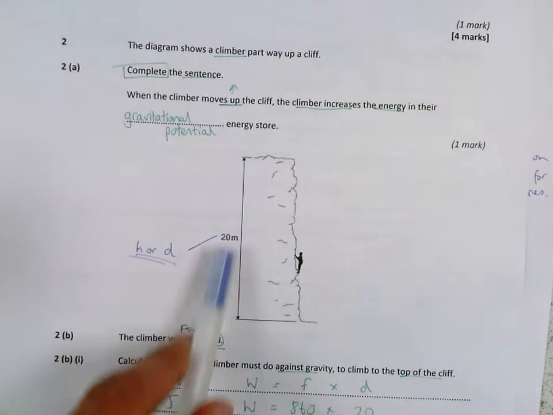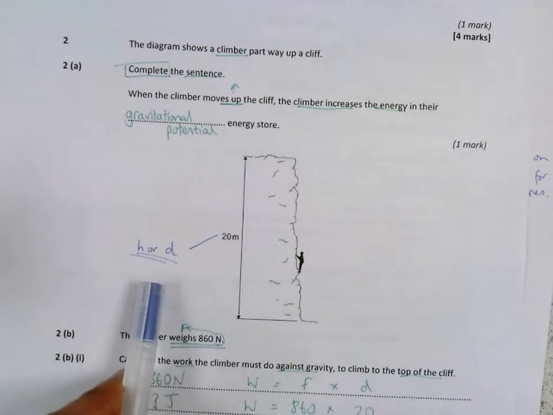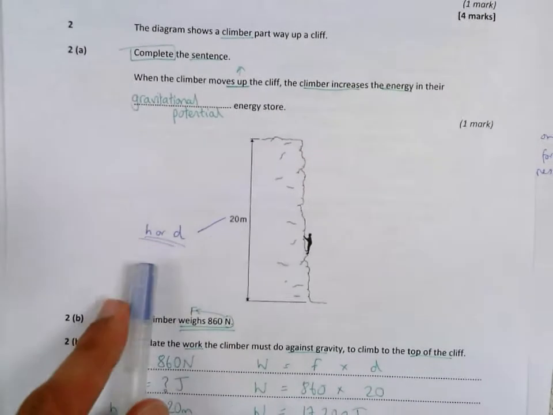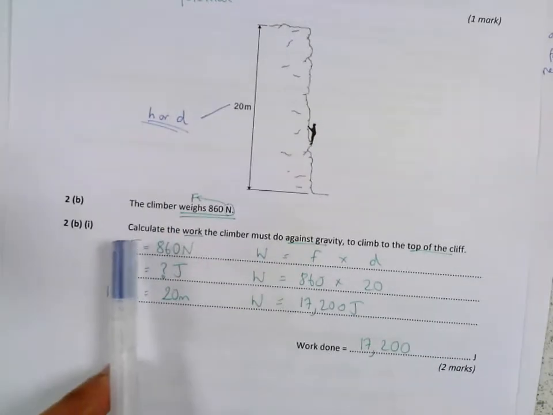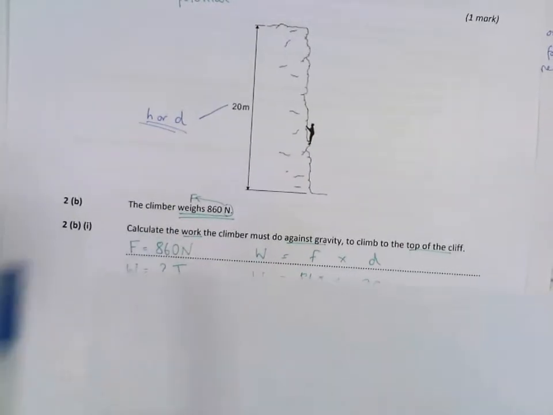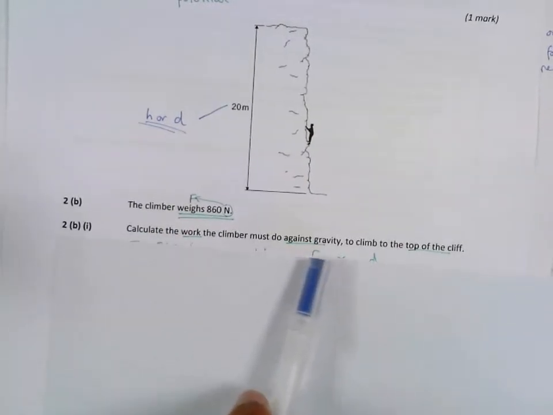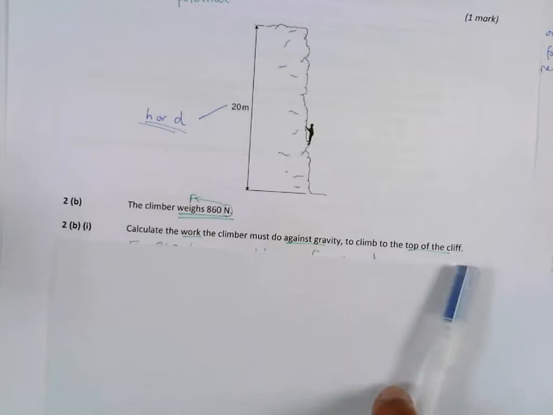Now, we are told in the question that the height climbed is a total of 20 meters, so immediately I've labelled that height or distance. Either is fine for now. The question is asking us to calculate the work done that the climber must do against gravity to climb to the top of the cliff.